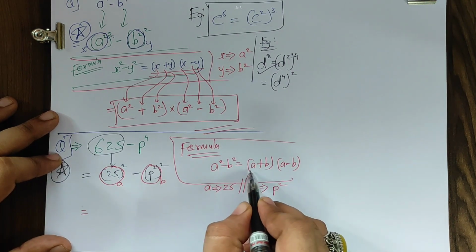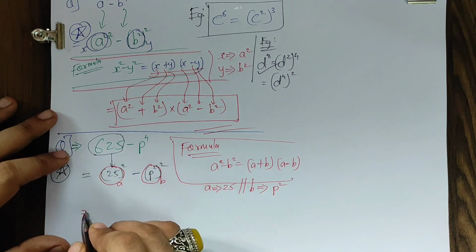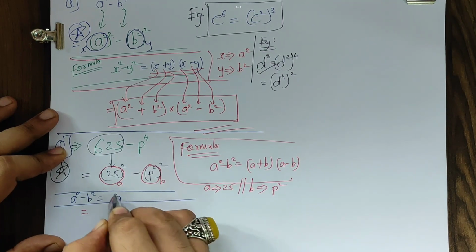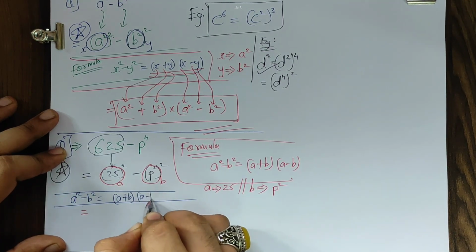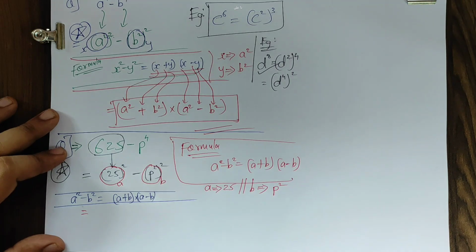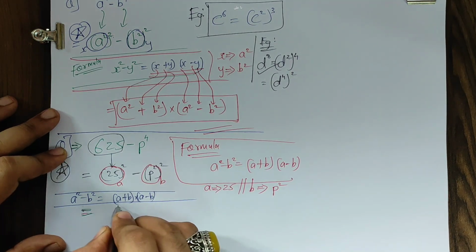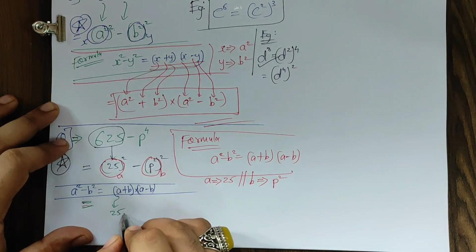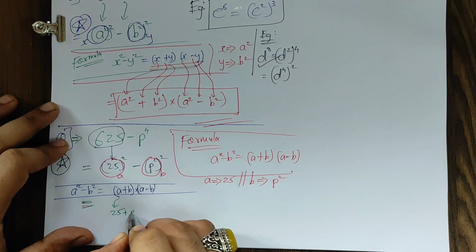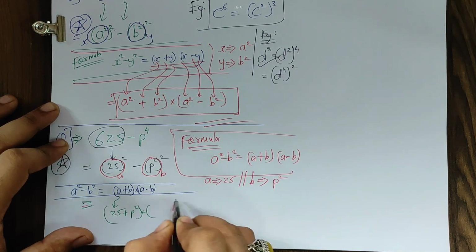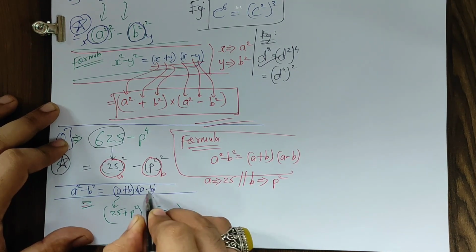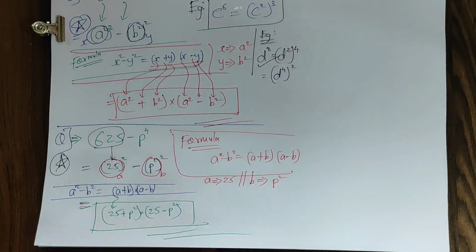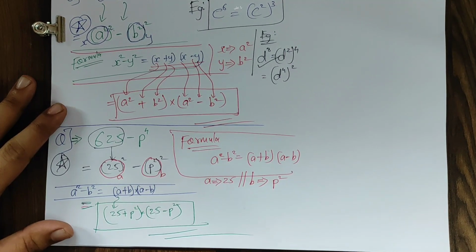a plus b into a minus b. Okay, let me write the formula over here once again. a square minus b square is a plus b multiplied by a minus b, right? Okay, once again, come on fast. So what's my a? My a over here is 25, agreed? 25, in between plus, my b over here is p square, multiplied by a minus b. My a over here is 25, minus, b over here is p square. And that's it, students.